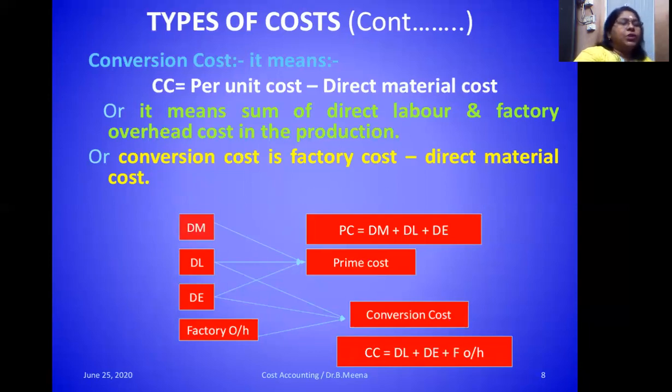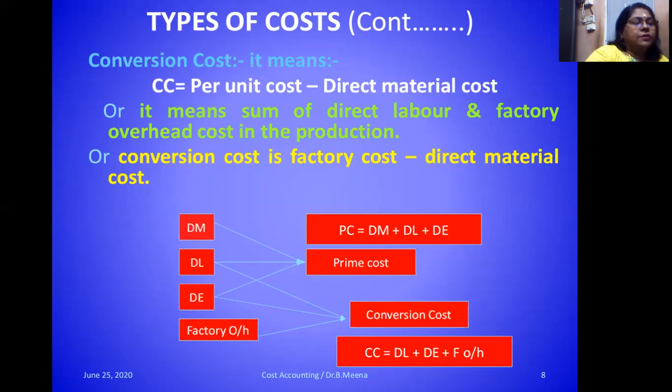Look at the slide. Conversion cost means per unit cost minus direct material cost, or the sum of direct labor and factory overheads in production. Conversion cost is the factory cost minus direct material cost. You can look at the diagram I gave in the slide. Through this, you can clearly understand conversion cost. Direct material, direct labor, and direct expenses are prime costs. Prime cost is the combination of direct material, direct labor, and direct expenses. But conversion cost is the combination of direct labor, direct expenses, and factory overheads.